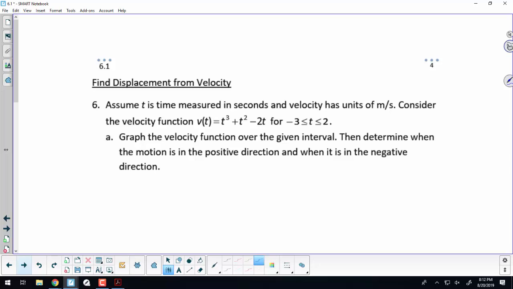All right, so we'll take a look at this velocity function on the time interval from -3 to 2. And we're going to do a couple of things. We're going to graph the velocity function over the interval and determine where the motion is in the positive direction and when it's negative. Then we'll find the displacement on the interval and the distance traveled.